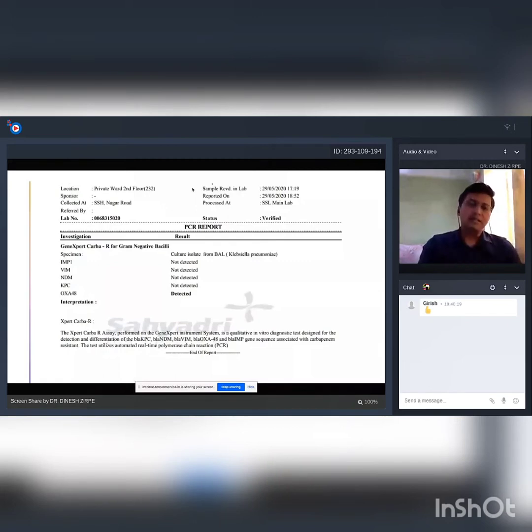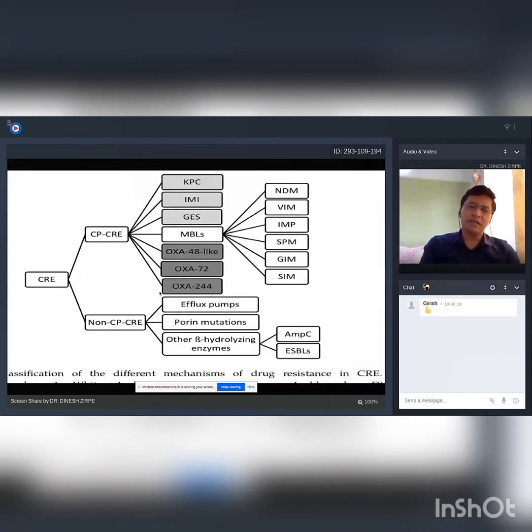So we did a GeneXpert Carba on her. The report shows: IMP not detected, VIM and NDM not detected, KPC not detected, but OXA-48 is detected. That is important, which is why we need to know what OXA-48 is. Once we have the CPCRE, if you want to classify which type of organism it is, we have to do Carba testing. After Carba testing, you will get to know which type it is positive for.